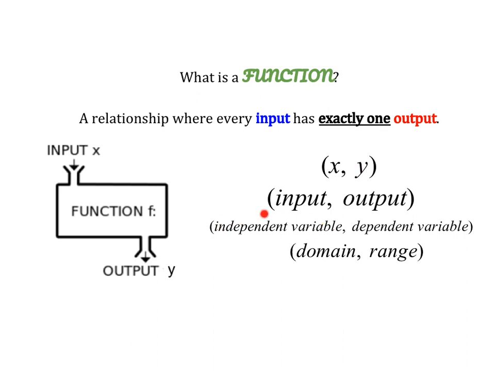We also will see the words independent variable and dependent variable. The input is called the independent variable. You can remember that because it's input and independent. The reason we call it this is it's the thing that we choose. We can pick whatever we want to put into our function. The dependent variable is the output, or the y value. It's called the dependent variable because it depends on the value we pick for our x value.